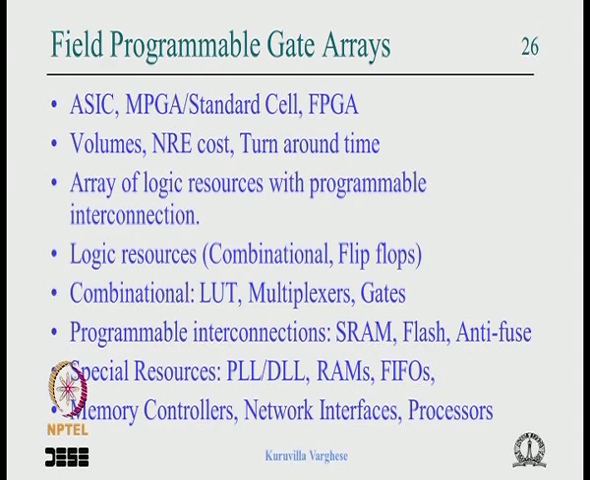So that is a kind of nutshell introduction to the FPGA, its evolution, what it contains. It has evolved from ASIC, standard cell, to PLD and FPGA. It consists of an array of logic resources with programmable interconnections. The logic resources are basically combinational circuits and flip-flops, and the combinational circuit used in FPGA varies from static RAM, the lookup table, then the multiplexers and gates. The programmable interconnection mainly uses SRAM technology, flash transistors and the anti-fuse technology, and there are special resources like PLL, memories, network interfaces, memory controllers and so on, okay. So that is the FPGA in a nutshell.